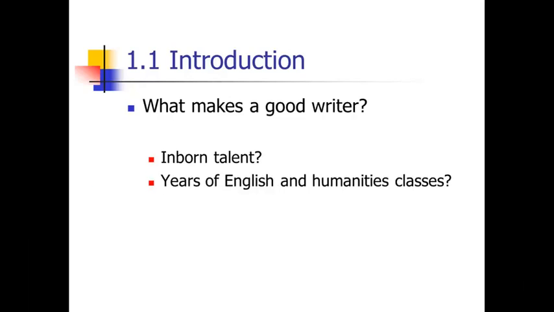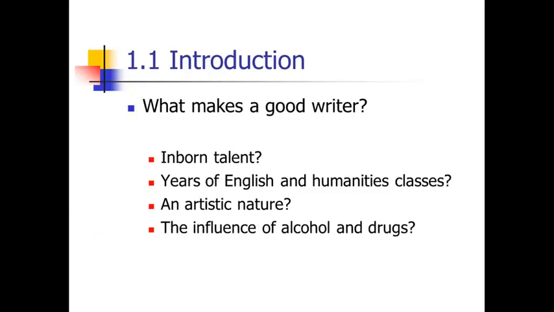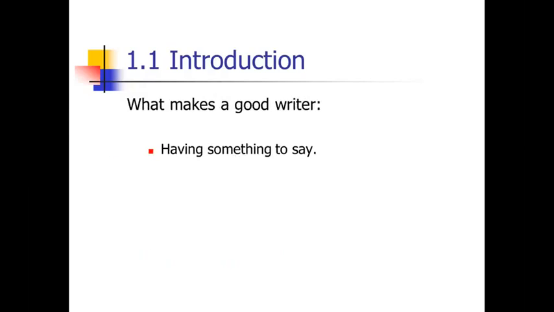Or you might think it takes years of English and humanities classes to become a good writer, and again, a lot of scientists don't have that. Or maybe you think it takes some kind of artistic nature. Or many people think maybe it takes the influence of alcohol and drugs, or maybe some kind of divine inspiration, some kind of muse. So all of these things get associated. A lot of people think you need these to be a good writer. But in fact, I don't think you need any of these to be a good writer. So I think what it takes to be a good writer is, one, again, you have to have something to say. You have to have something that you're passionate about, that you want to communicate.